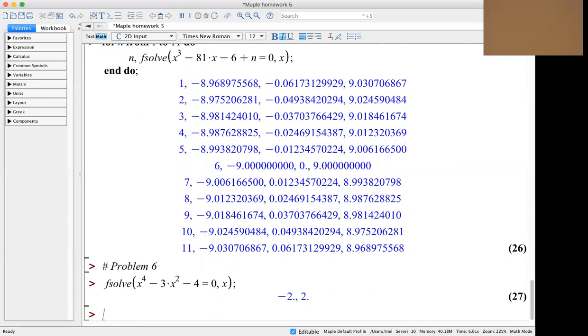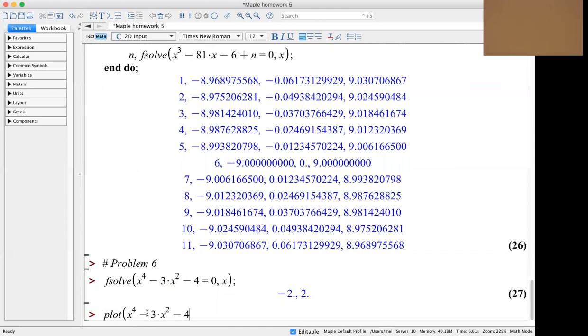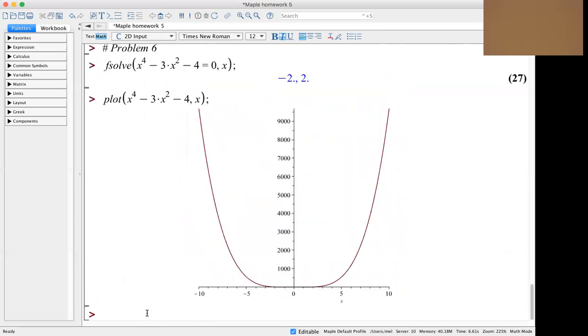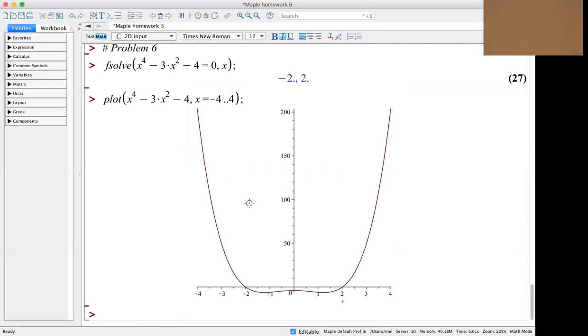And let's plot this. So that's what it looks like. Look how fast it goes up. I really want to see where it crosses the x-axis. So let me just plot it maybe from x going from minus 4 to 4. Perfect. So now you see it comes down, is 0 at minus 2, comes up, goes down, and then is 0 at 2 again. That's what it looks like.